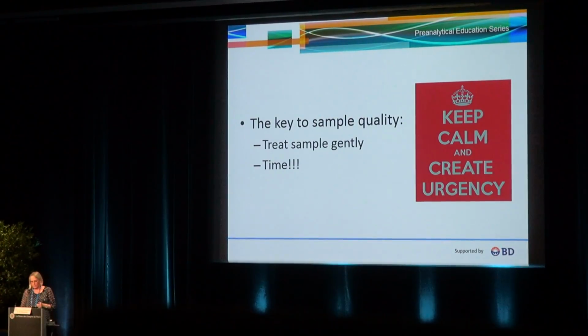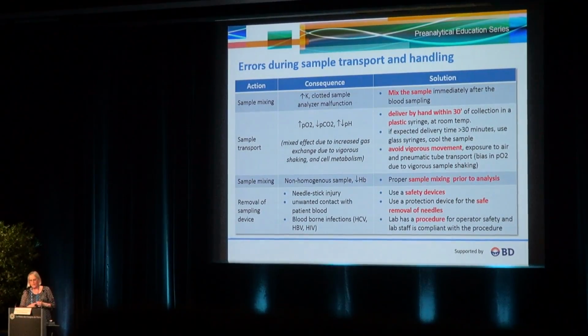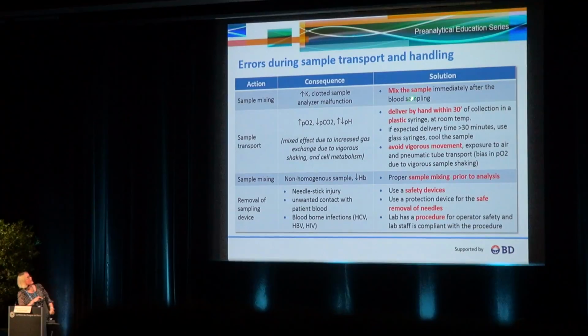Well, I would just say keep calm and create urgency. So make it as fast as possible, but be as gentle as possible. This is actually the key to sample quality. So if we look at the variables that can affect the quality of your sample during handling and transport, there are 4 or 5 different things that you need to keep in mind.